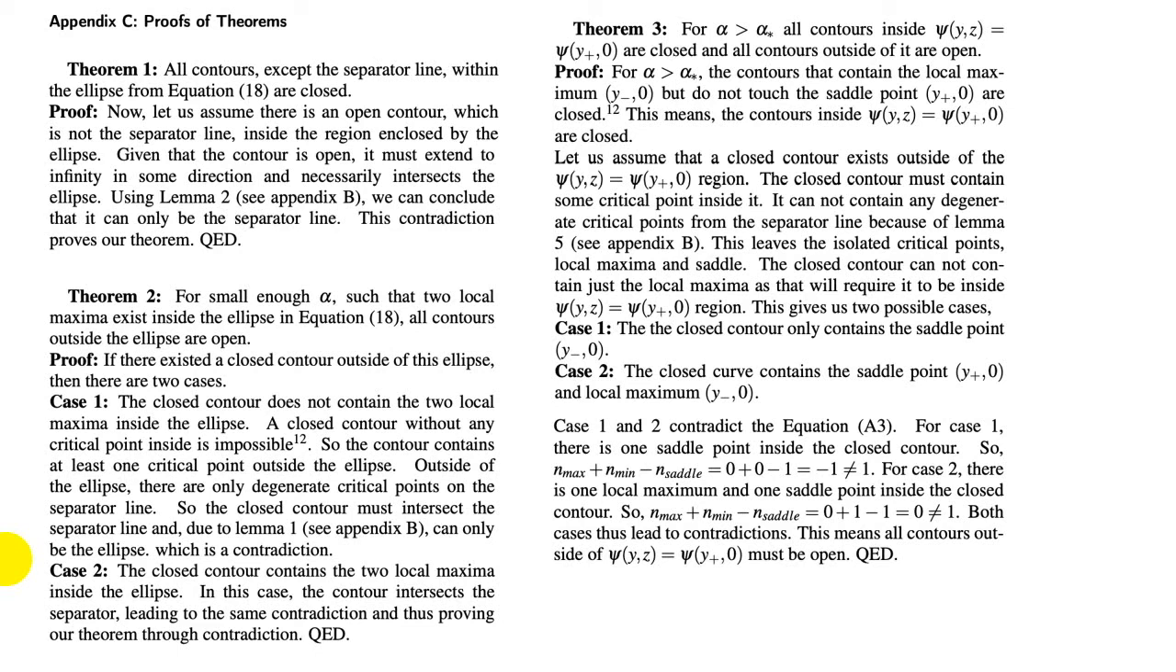So the second possibility: the closed contour contains two local maxima inside the ellipse, right? Even if it contains two local maxima, then it must contain the ellipse itself, and it also must contain the separator line, because the separator line is within the ellipse at this time. What does lemma 2 say? Or lemma 1. It basically leads to the same type of contradiction because of lemma 1. If a closed contour intersects the separator line, then it can only be the ellipse, which again is not possible. So both of these things are not possible. So the theorem is proven now.